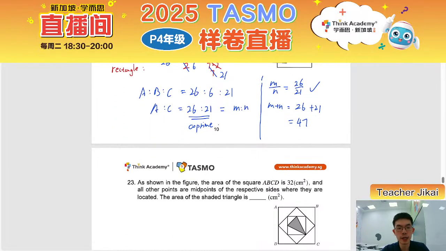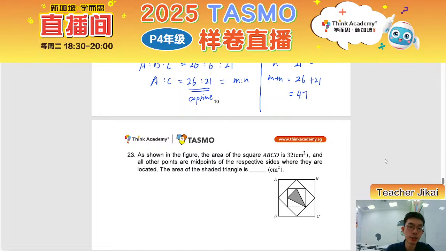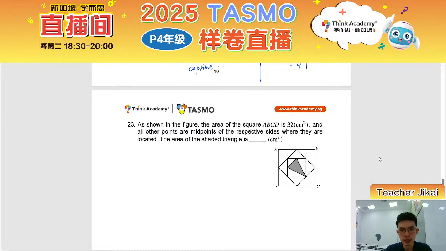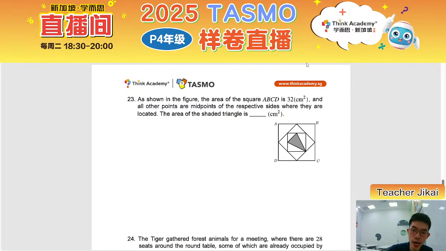Okay, so now question 23. Yeah, we have another geometry question, but it's about the cutting of the shapes, right? So we know the area of the square ABCD is 32, okay, good. And all the other points are midpoints, so they are located like this. Alright, so we need to find the shaded part. Yes, first, if all these points are midpoints, do we have some special model here? Yes, it is a half area model, right? Something we have learned. It is a half area model.